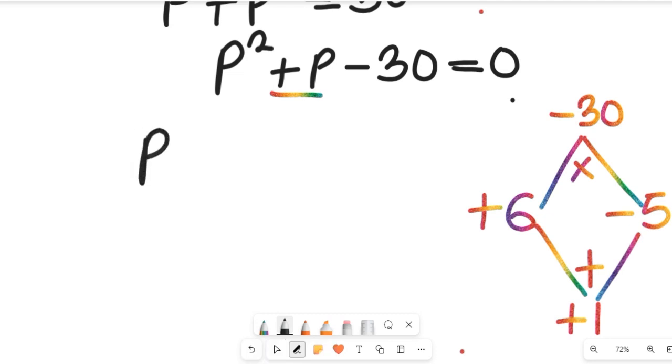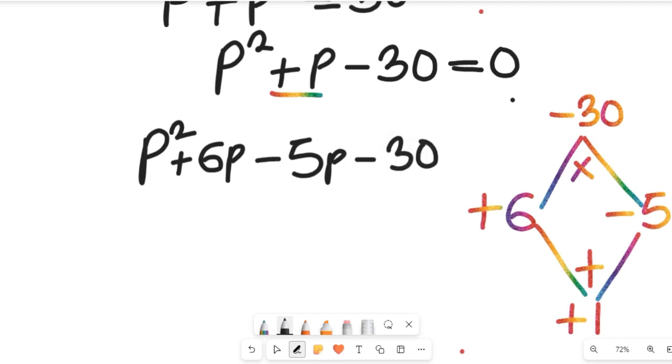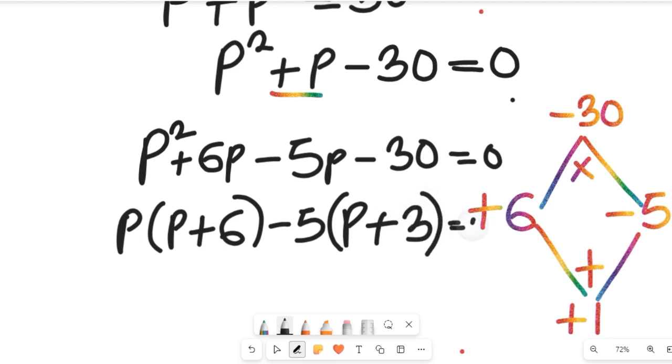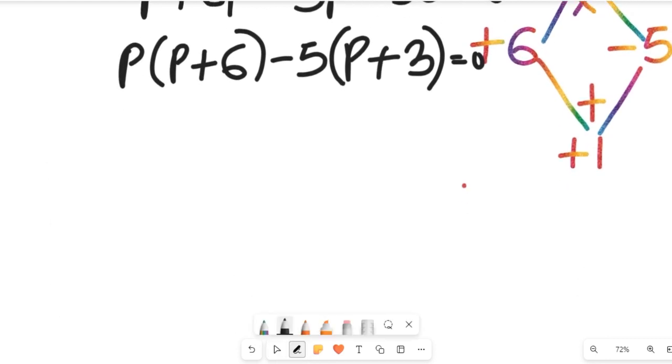So we'll have p squared plus 6p minus 5p minus 30, and this will be equal to 0. So having p as common, we'll have p plus 6, and then we'll have a negative 5 multiplied by p plus 6... all of this will be equal to 0. So having done this, we are going to simplify further. If we simplify further, we are going to have two equations.